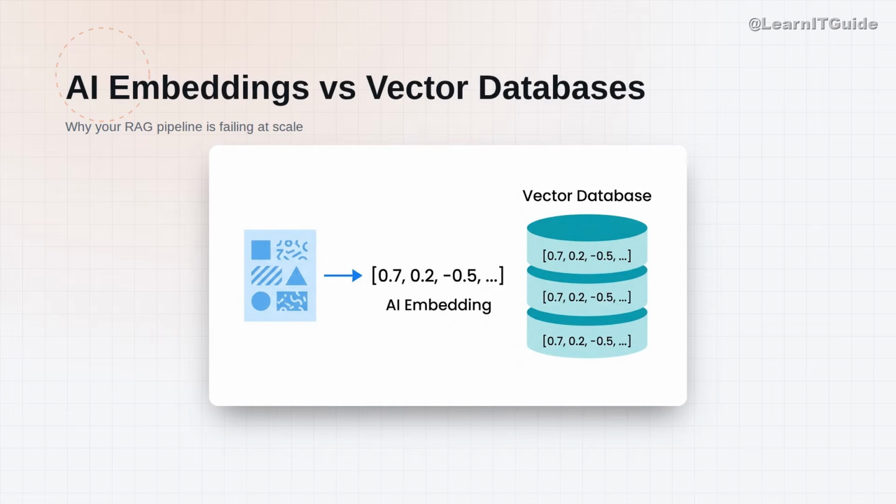Hey everyone, welcome back. In this video, I'm going to explain the fundamental difference between AI embeddings and vector databases. Most engineers treat these as the same thing, but that is a massive mistake. If you do not understand the distinction, your retrieval pipeline will either be too slow for production or completely inaccurate. Here is why this matters. One is a mathematical representation, while the other is an operational storage system.